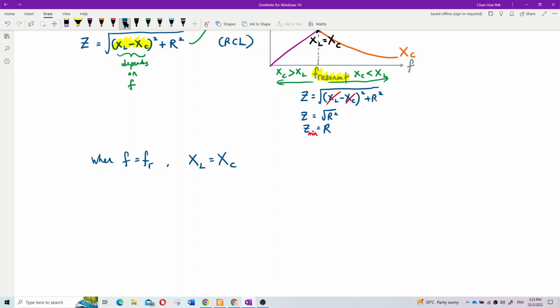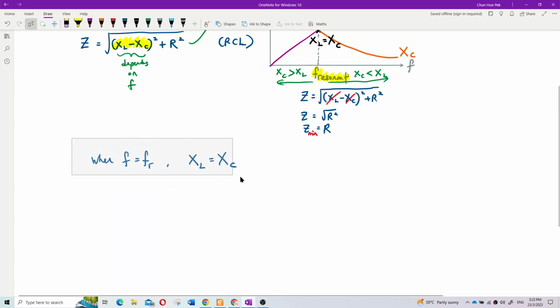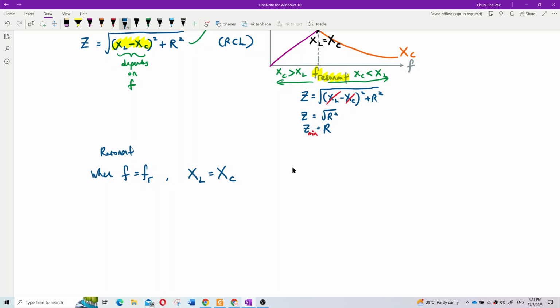So okay, let us draw a phasor diagram. Now I'm talking about resonant frequency, which is this. So when resonant frequency happens, XL equals XC. So let's draw the phasor diagram.